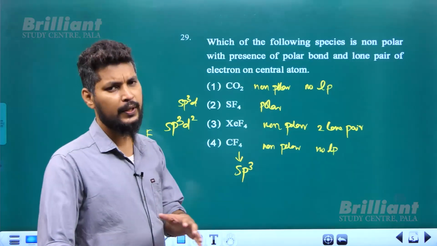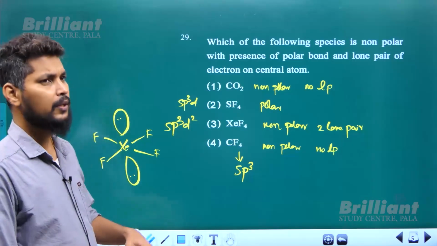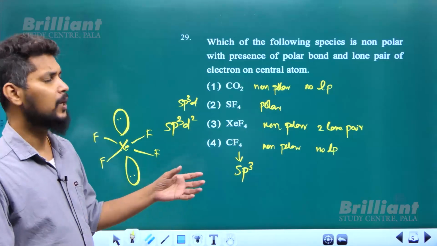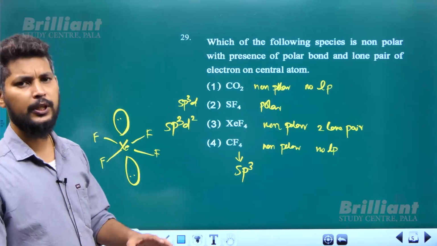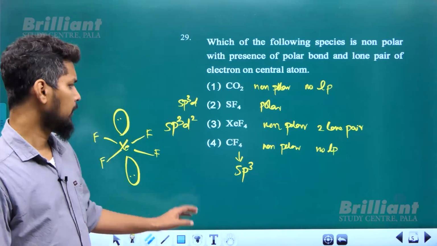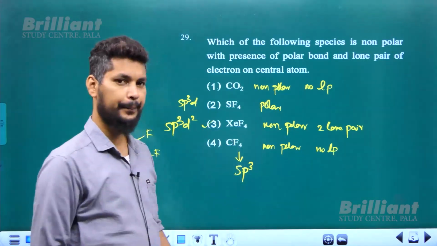Carbon dioxide, you know that hybridization is sp and the shape is linear and the bond moments will get cancelled, and carbon, once it has formed 4 bonds, there won't be any lone pair of electrons on carbon. So the correct answer will be option 3.